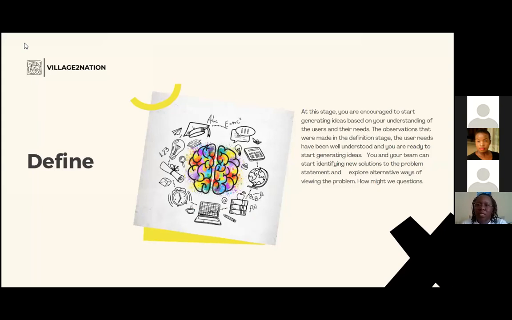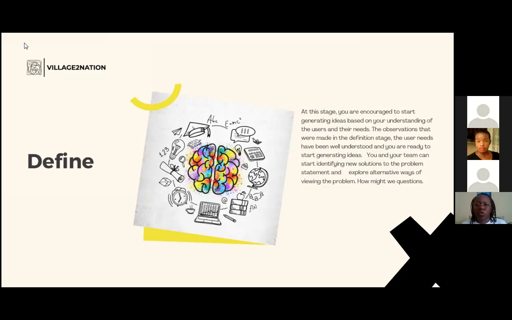At this stage, you're encouraged to start generating ideas based on your understanding of the users and their needs. So it could be the programs that you're running, it could be the things that you're integrating, but everything is now being driven by the needs of the consumer or the user. In this case, for example, in Valentine's case, it's the children who are transitioning from children's homes back into the community.